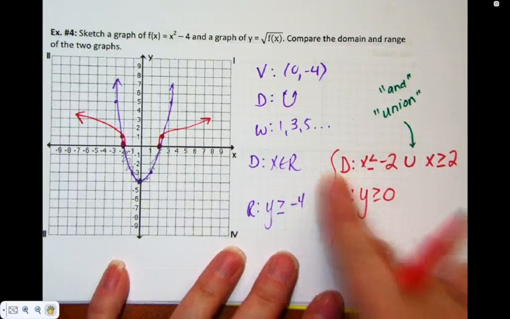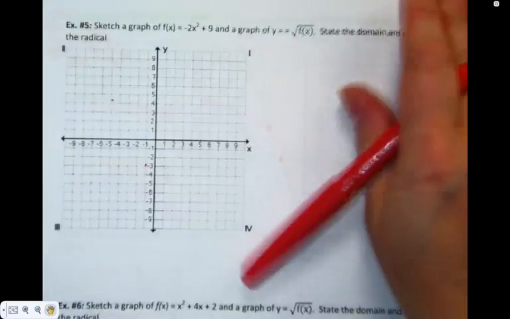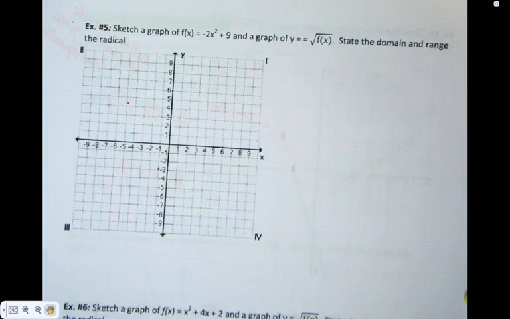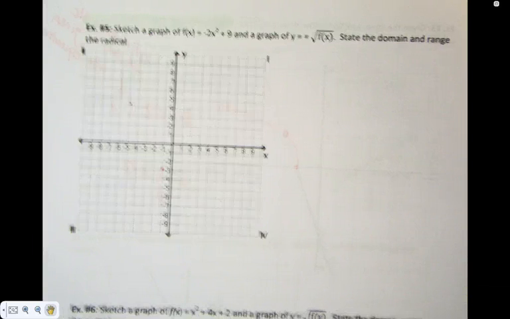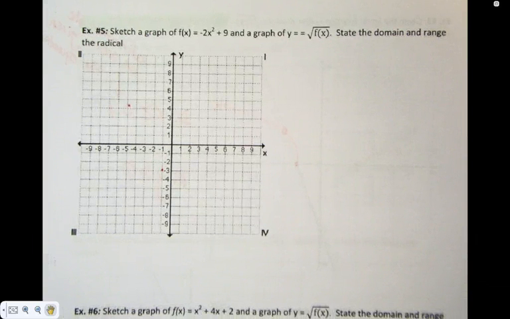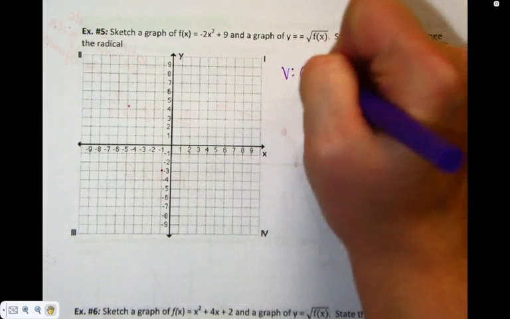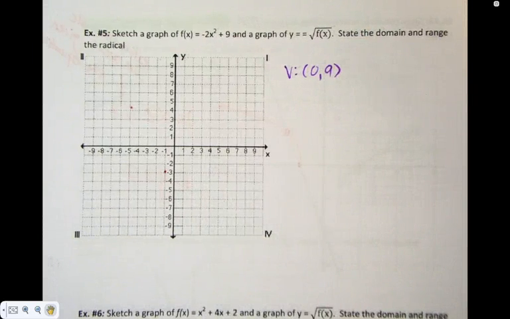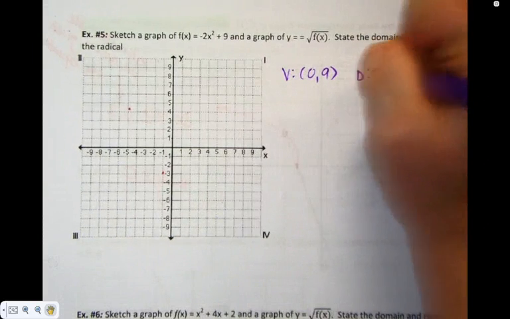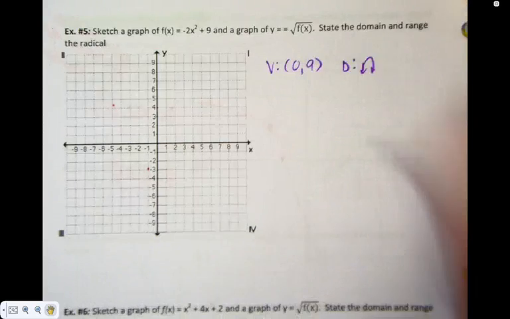Yes. Domain: x is less than or equal to 2, union x is less than or equal to 2. Another parabola, because they're fun. Vertex. Direction. Width.